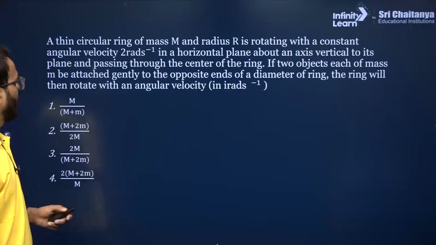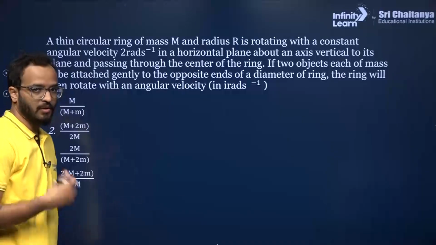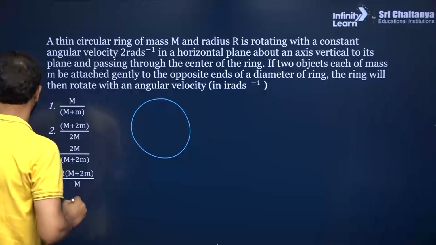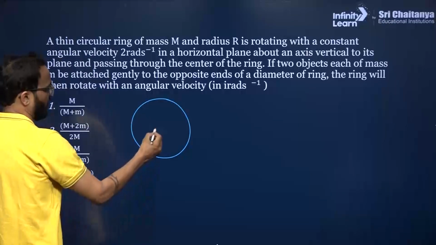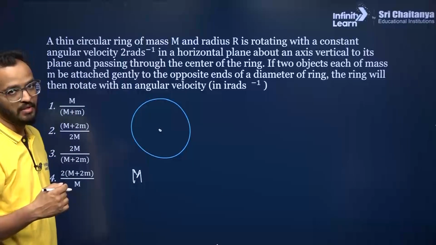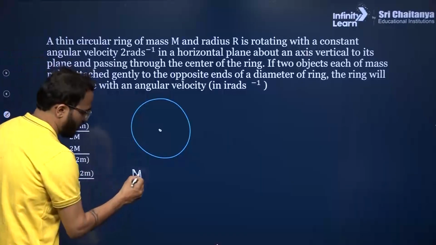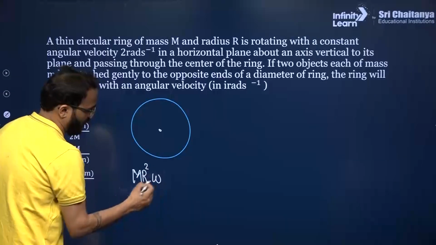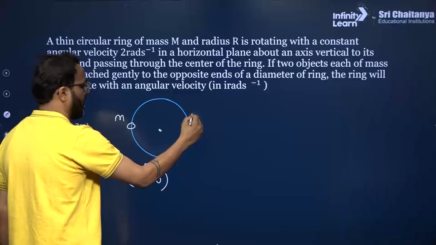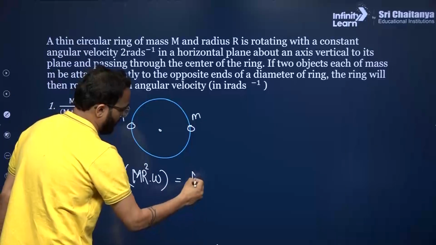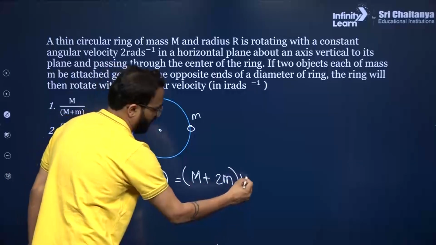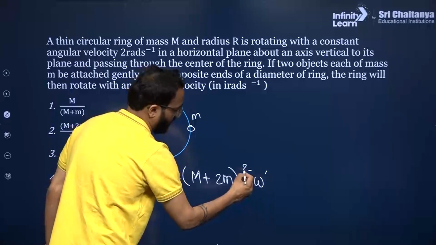Understood? Now, a thin circular ring of mass M. This is a concept of angular momentum conservation. So, you will say if this is the ring, right? So, what is its initial angular momentum? It is I omega, right? So, I is Mr square into omega, initial angular momentum. Now, if you fix two small point masses here, so it will become (M plus 2m) into r square into omega dash, yes or no?